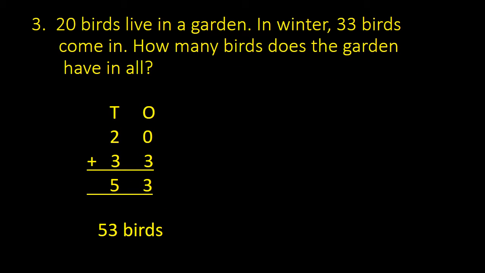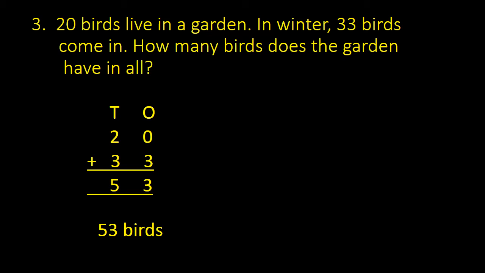Let's look at one more addition story. 20 birds live in a garden. In winter, 33 birds come in. How many birds does the garden have in all? Children, here we have to find out how many birds the garden has in all. Means here we have to add 20 birds plus 33 birds to find out the total number of birds.